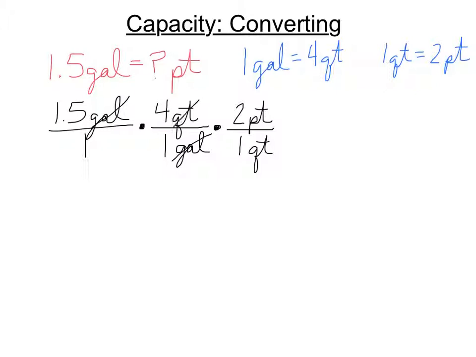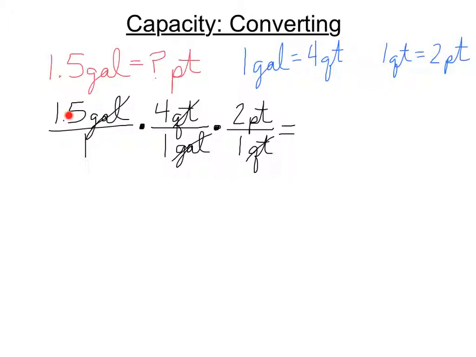Now I've got quarts on top and quarts on bottom. And so if I multiply these 3 fractions right now, there are no units here, no units here, but pints here. So my answer will be in pints, which is exactly what I'm looking for. So multiply my 3 fractions together.